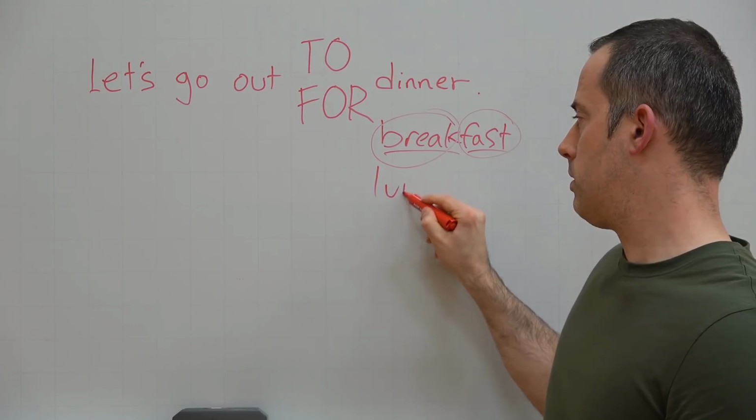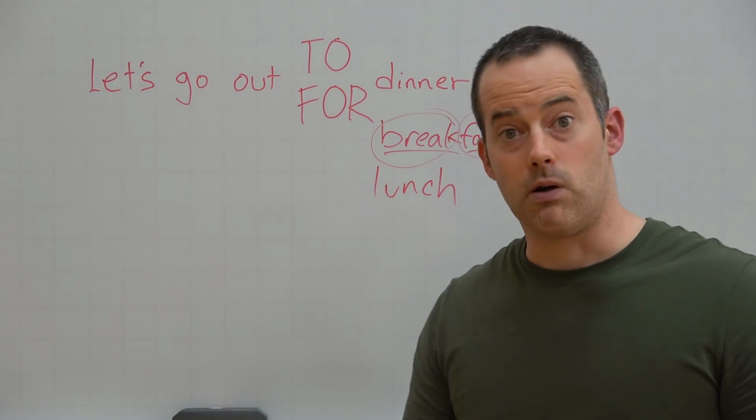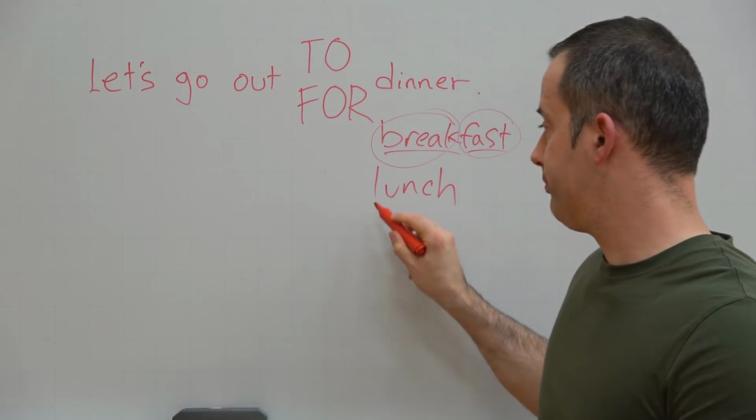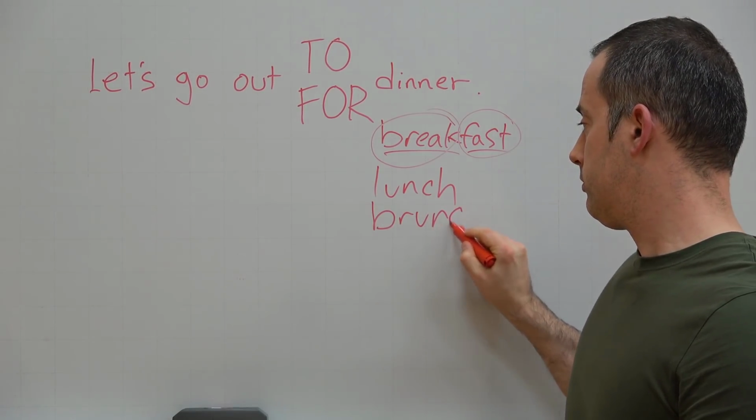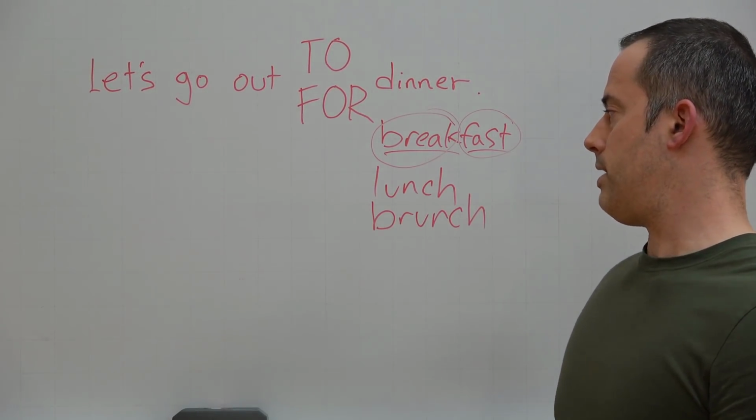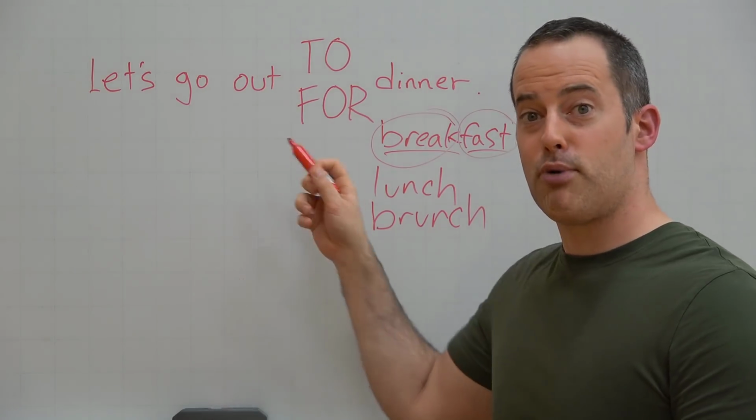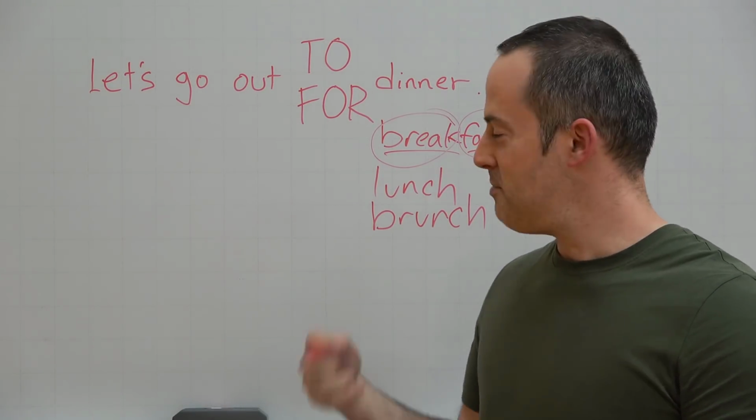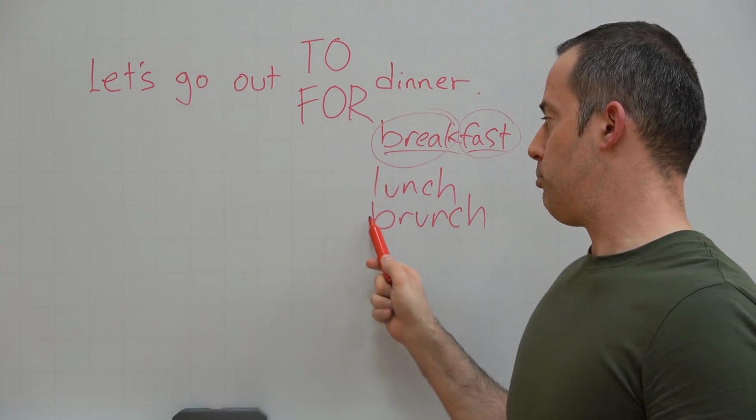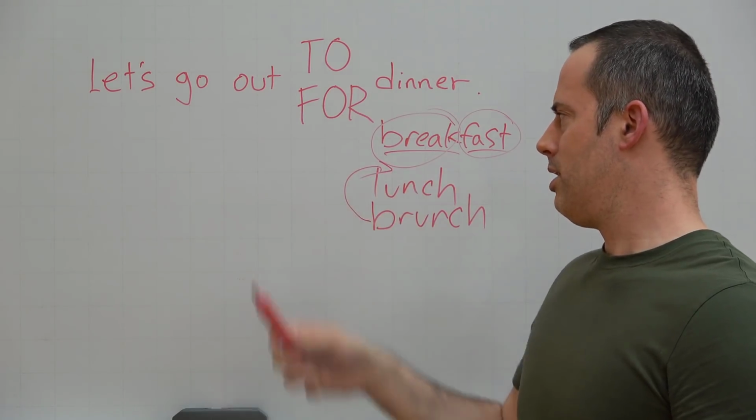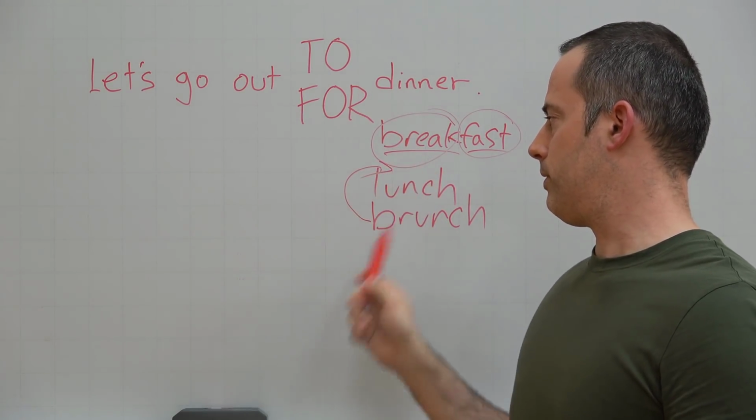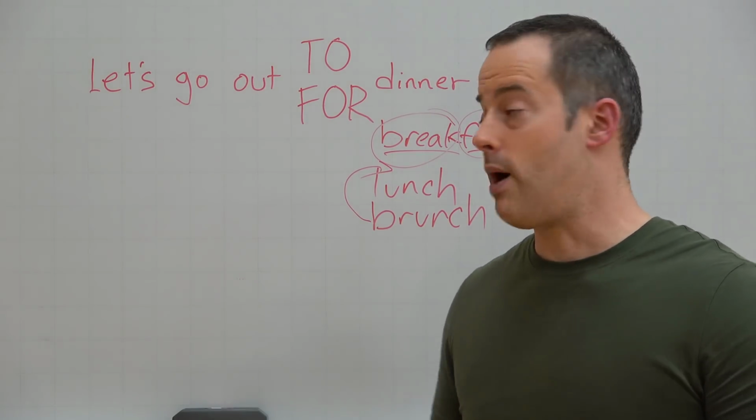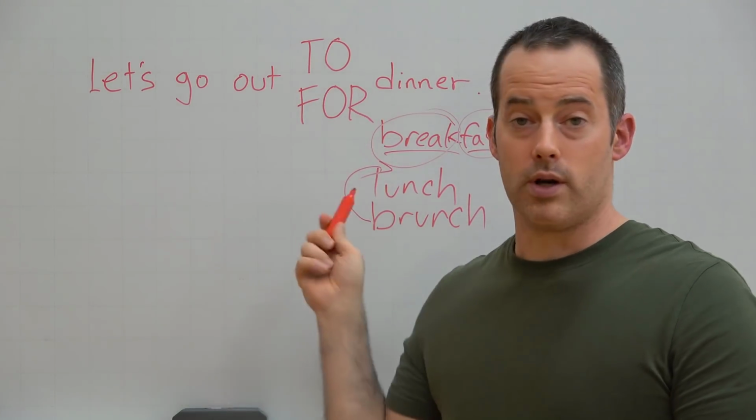Same thing with lunch. And you might have even heard the word brunch, B-R-U-N-C-H. Brunch is the meal between breakfast and lunch. Pretty easy. So we have breakfast and brunch. I didn't really put these in the right order, but again, we've got dinner, breakfast, lunch, or brunch. So let's go out, or let's go out to one of these things.